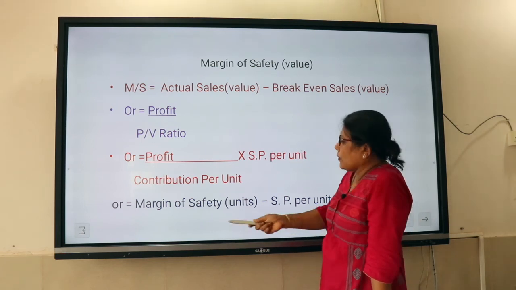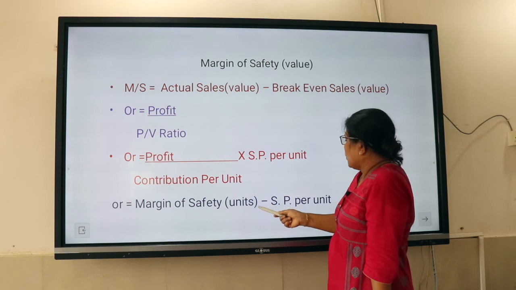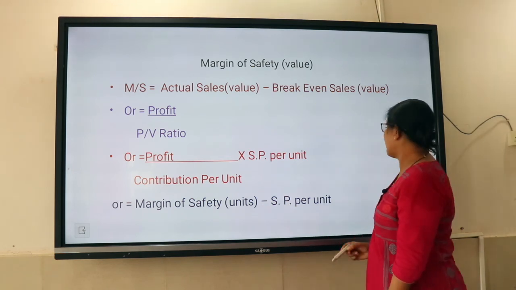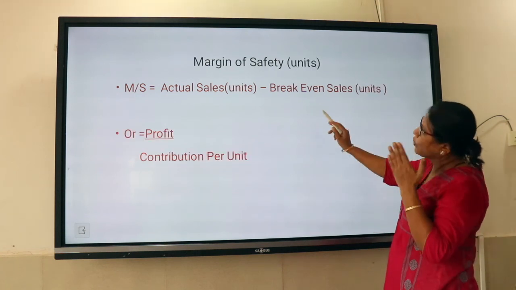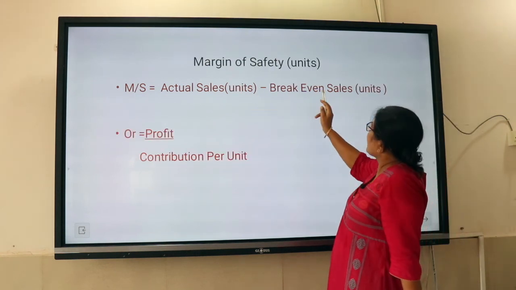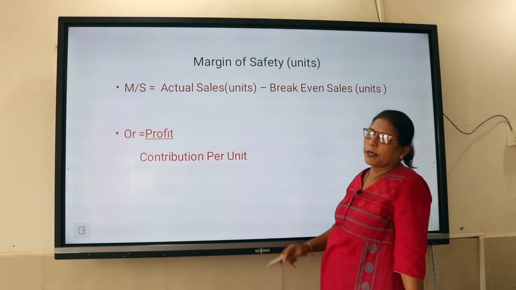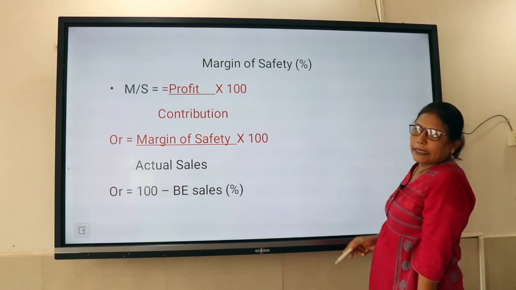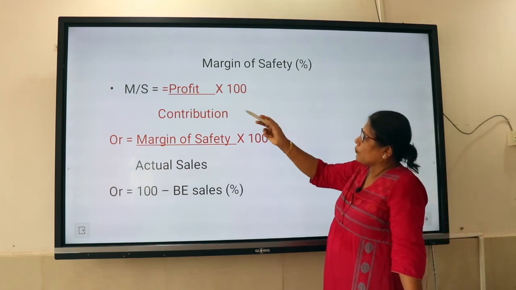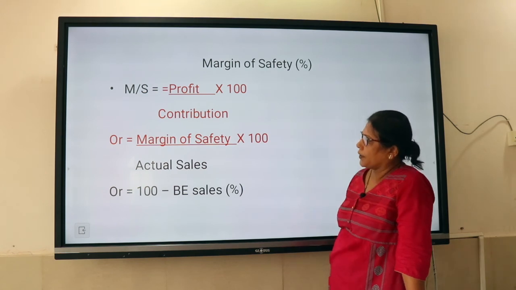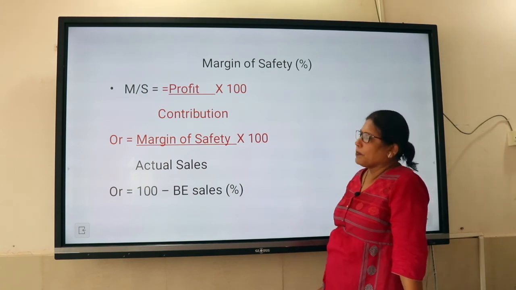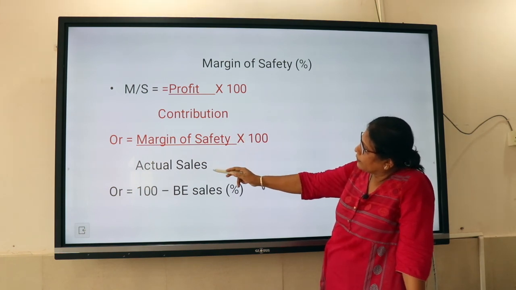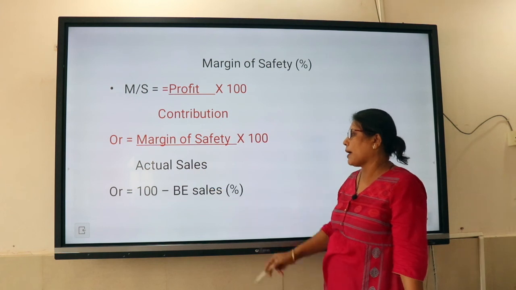This is in case of value, and margin of safety in units is margin of safety in value divided by selling price per unit. So we will get the margin of safety. Okay, next, it can be in units: actual sales in units minus break-even sales in units, or profit divided by contribution per unit. And lastly, in percentages: profit divided by contribution into 100 gives the margin of safety in percentages, or margin of safety into 100 divided by actual sales.